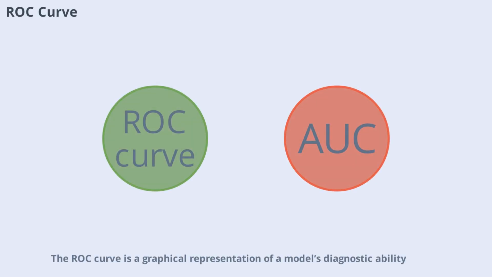ROC curve is a graphical representation of a model's diagnostic ability. It plots the true positive rate against the false positive rate at various threshold settings. The area under the ROC curve, AUC, summarizes the model's ability to discriminate between classes. ROC curves are especially useful for comparing different models or evaluating performance across different thresholds.